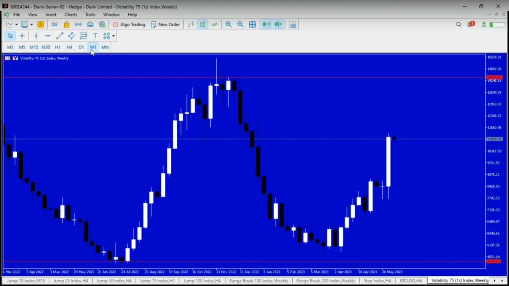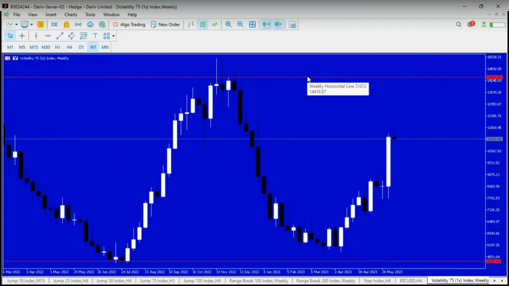Okay. So what is happening there? As you all have seen, these areas here was actually our buy zone or support area and sell area or resistance area. Okay.